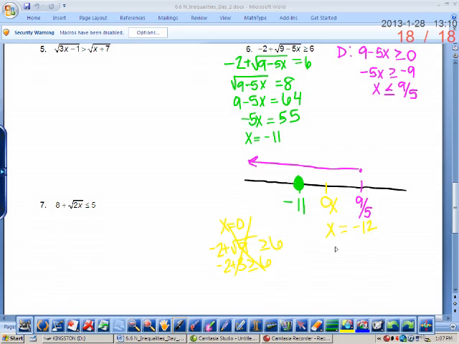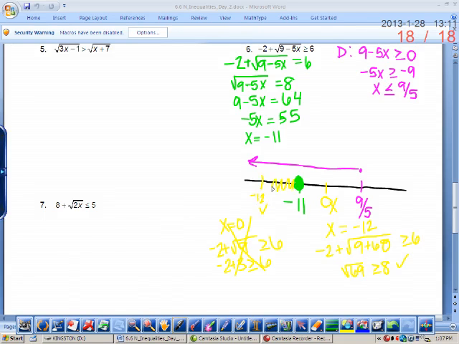I get negative 2 plus the square root of 9. What's negative 12 times negative 5? Positive 60, right? Now I don't know if that's greater than or equal to 6. So I want to know if the square root of 69, can I add 2 to both sides? Is greater than or equal to 8. Yeah. Because the square root of 64 is 8, so anything bigger is going to be bigger than 8. So that works.